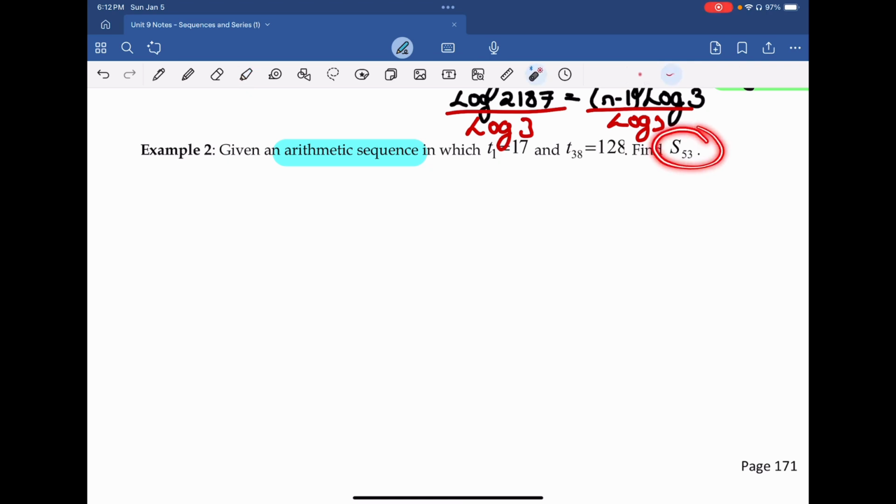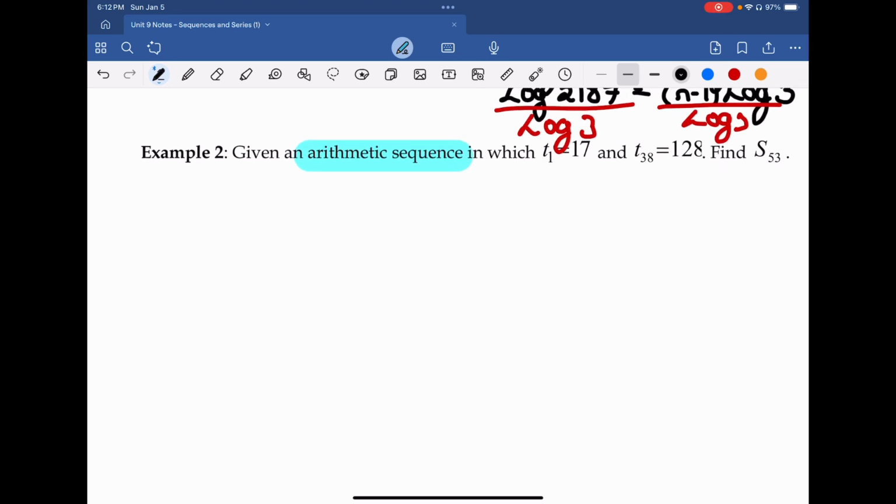When they say S53, the subscript is just saying how many terms we want to add together. Now, first and foremost, when we're given some sort of arithmetic sequence, if they don't give us the common difference between the different terms, let's take a second to solve that. So we're going to use our previous knowledge or our previous lessons to ask, if I want the common difference, so I'm just going to take a second to write that, common difference.